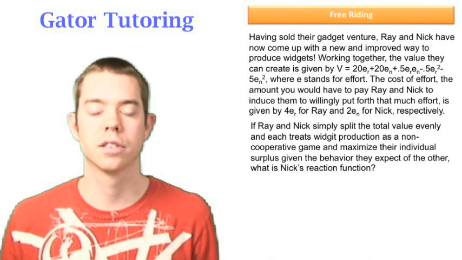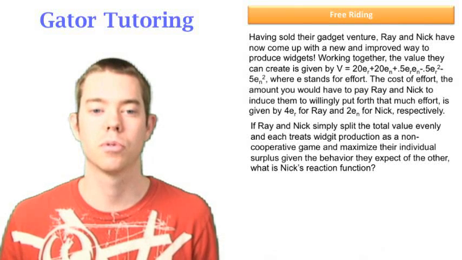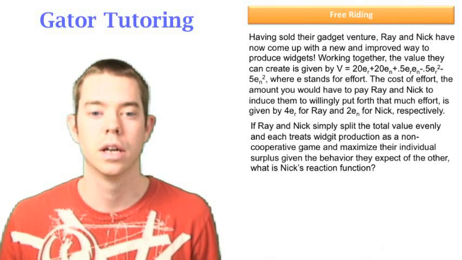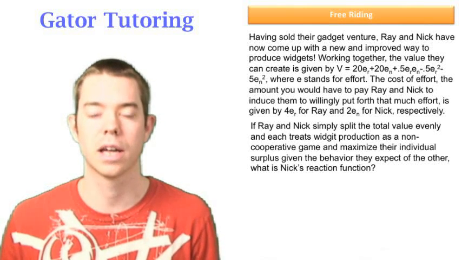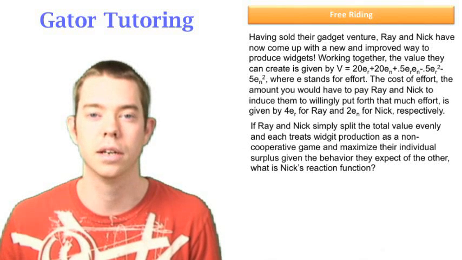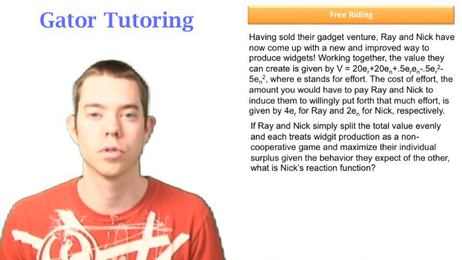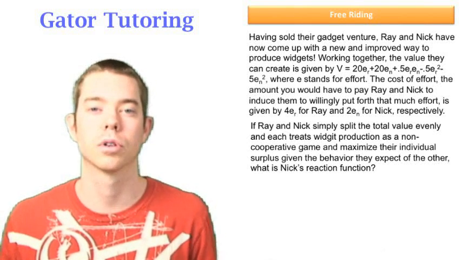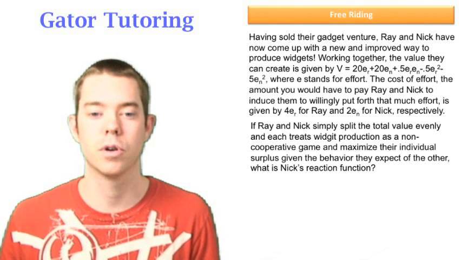It says, having sold their gadget venture, Ray and Nick have now come up with a new and improved way to produce widgets. It's talking about the value they work together can be created by, and they give us this value function. And we notice that in the value function we have effort. So we know right away we identify this as a free writing question. It must be, because if we're ever talking about the value they can create as some function of their effort, we're talking about free writing.